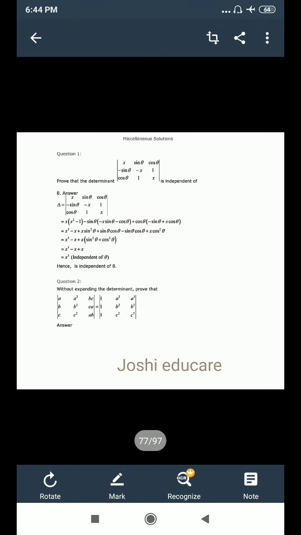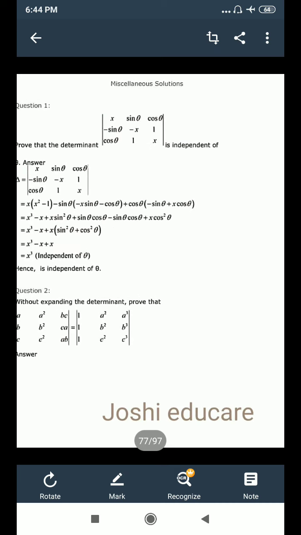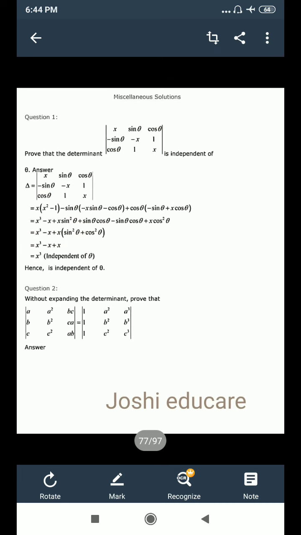The first question of the miscellaneous exercise gives a determinant and says to prove that the determinant is independent of theta. This means we will find the value of this determinant and finally show that there is no theta involved in its value. If there is no theta, it means it is independent of theta. So we will expand it, taking the first row.